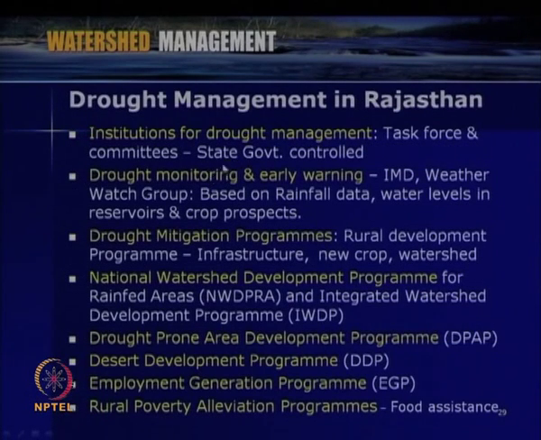As far as the drought management is concerned, the state government has instituted drought management plans, task force and committees. Drought monitoring and early warnings have now been installed with the help of the Indian Meteorology Department, weather watch group based on rainfall data, water levels in reservoirs and crop prospects. Then drought mitigation programs like rural development programs, infrastructure programs, watershed development schemes like the National Watershed Development Program, then the Integrated Watershed Development Program. Then the drought prone area development program, the desert development program, the employment generation program, the rural poverty alleviation program. So like that, a number of schemes have been developed by the state governments with the assistance of the central government.